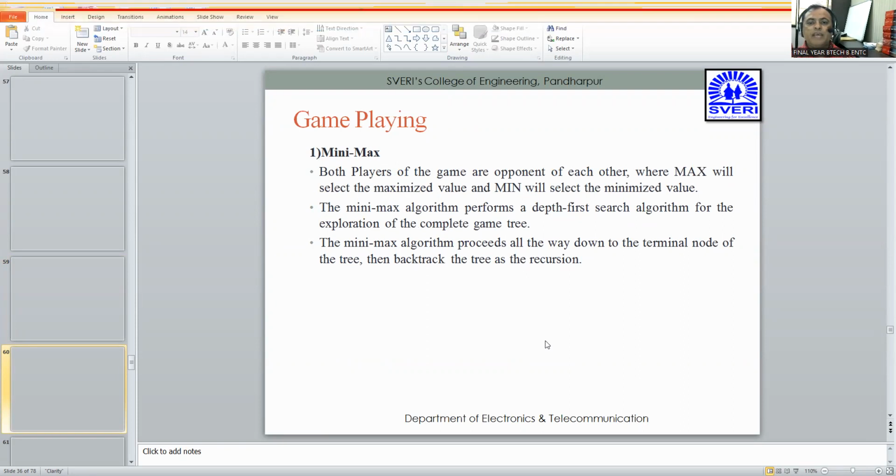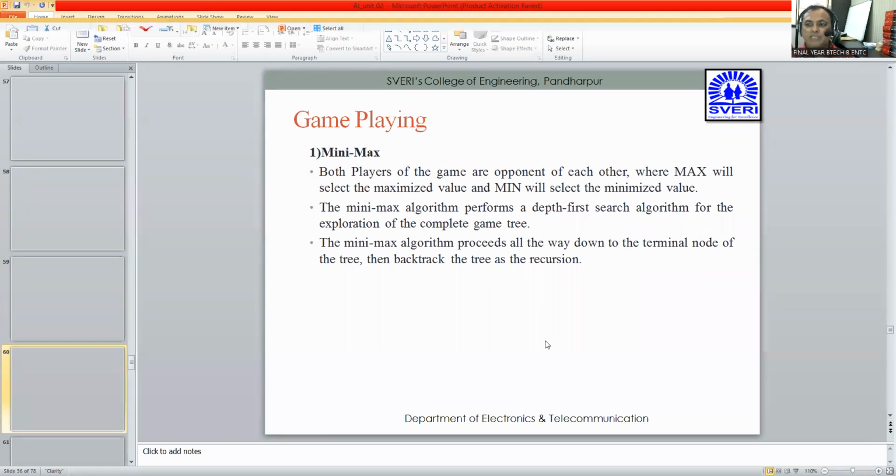Both players of the game are opponents to each other, so max will select the maximized value and min will select the minimized value. The minimax algorithm proceeds all the way down to the terminal nodes of the tree, then backtracks. The tree is also called recursive.